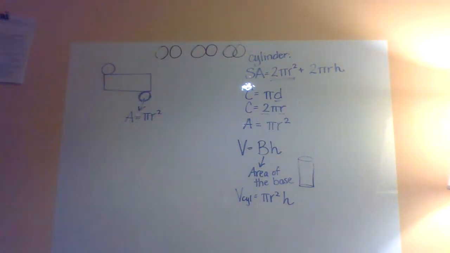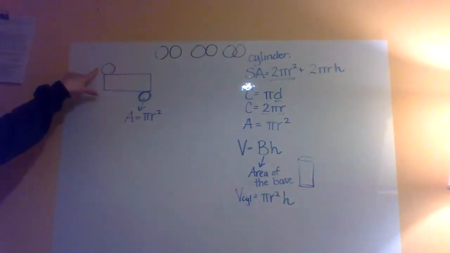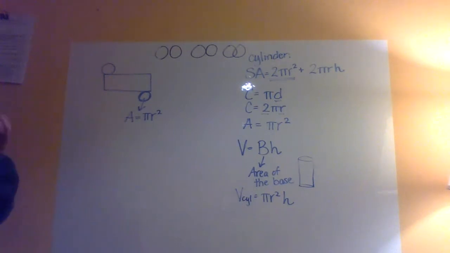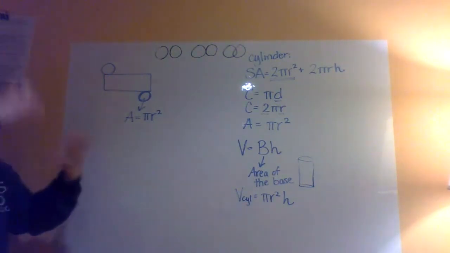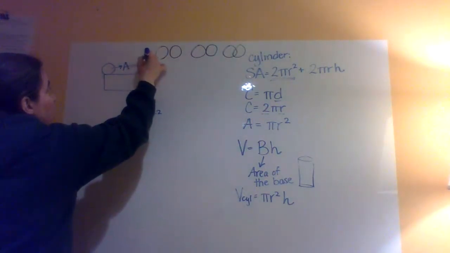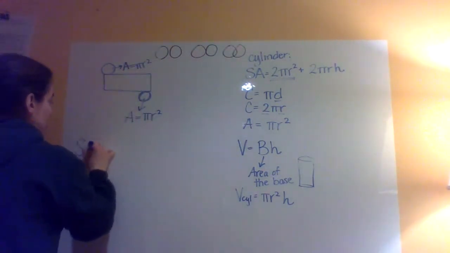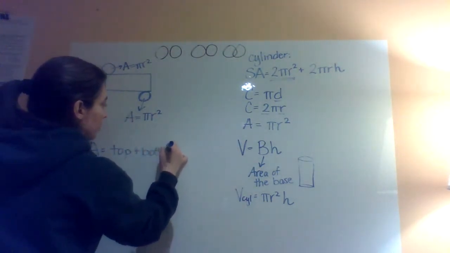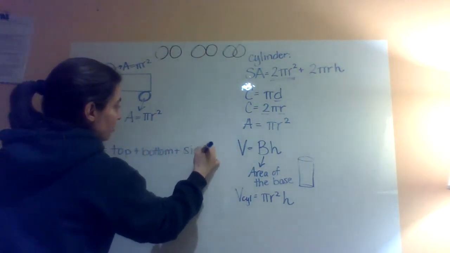Okay. Well, what's the area of this one going to be? This is also a circle. It's going to have the same radius because it's got to fill up the same size hole. The top and the bottom of the cylinder are the same. So this area is pi r squared. So when I'm doing my surface area, I have the top plus the bottom plus the side, right?